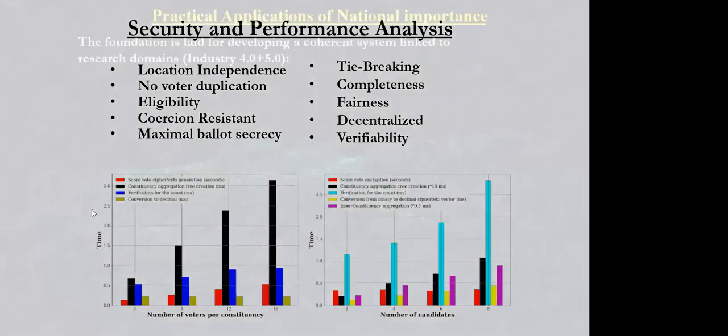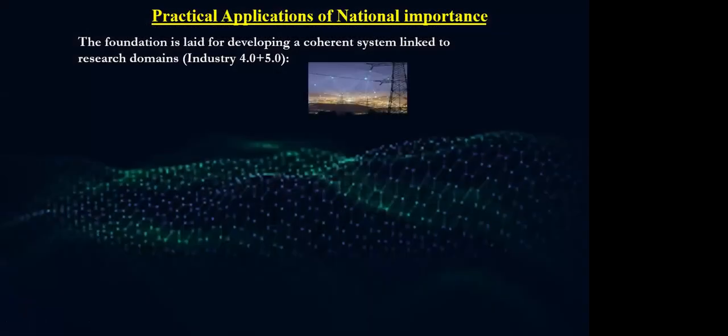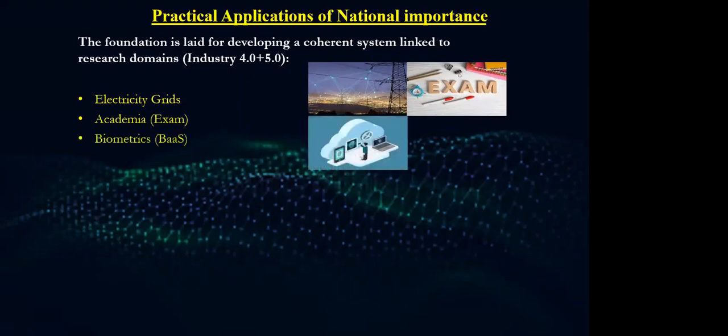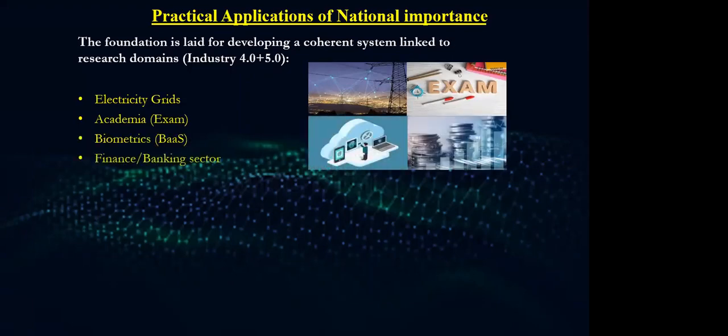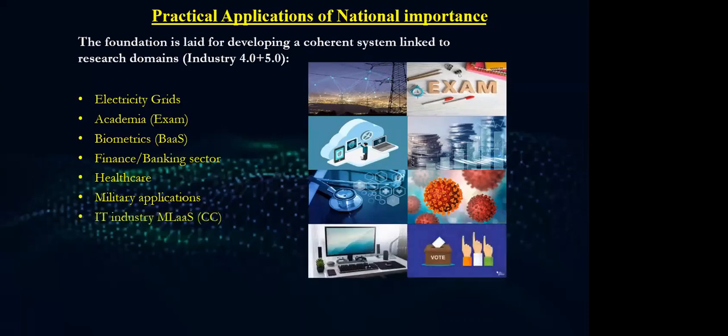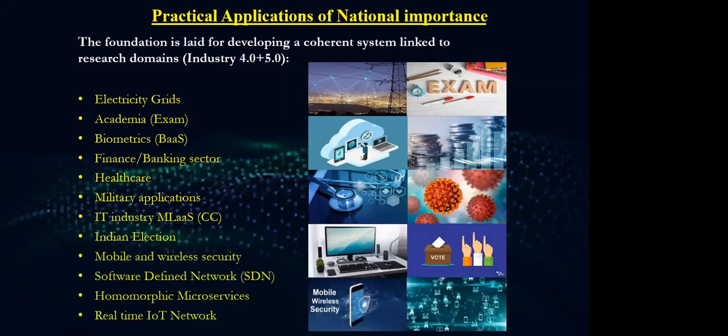This is quite obvious. So talking about the practical applications, definitely a foundation is laid for developing a coherent system, maybe developing some innovative crypto system for the following research domains. The same concept could be utilized for aggregating power consumption data for electricity grids. And you have transmission of e-question papers that could be done in a secure way using watermarking. Biometrics, we just saw biometrics as a service. Then the finance banking sector, where you have watermarked currency notes. Healthcare and military applications, where you want the image transmission to be secure, especially for a very sensitive geographical location or an X-ray image of a patient. And this could support machine learning as a service. Indian election, we are just looking at right now. And other use cases also it can support.